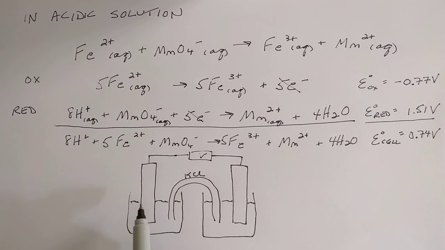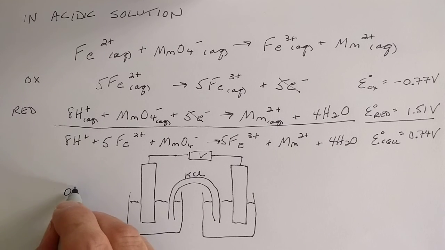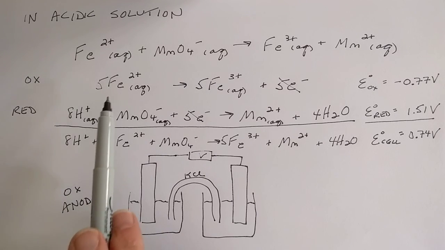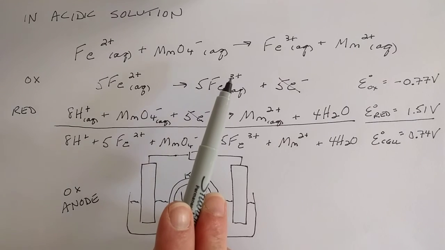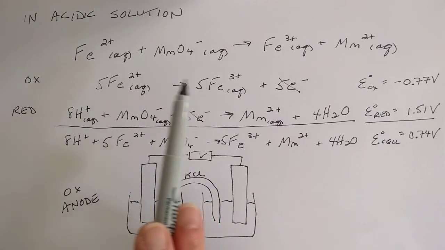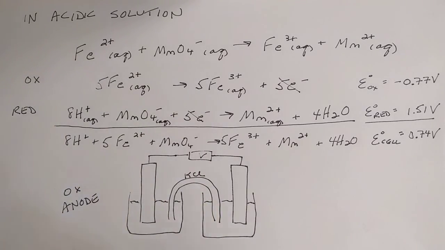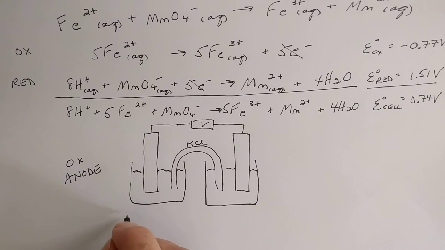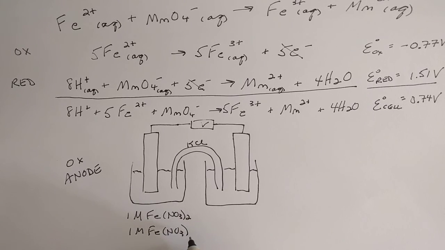All right, so we'll make this side the oxidation side. So we'll make this our anode. For oxidation, we have Fe2 plus and Fe3 plus. So for a standard state cell, we need both of these to be 1 molar. So we need 1 molar Fe(NO3)2, and we need some 1 molar Fe(NO3)3. So we have iron 2 plus and iron 3 plus in our compartment.